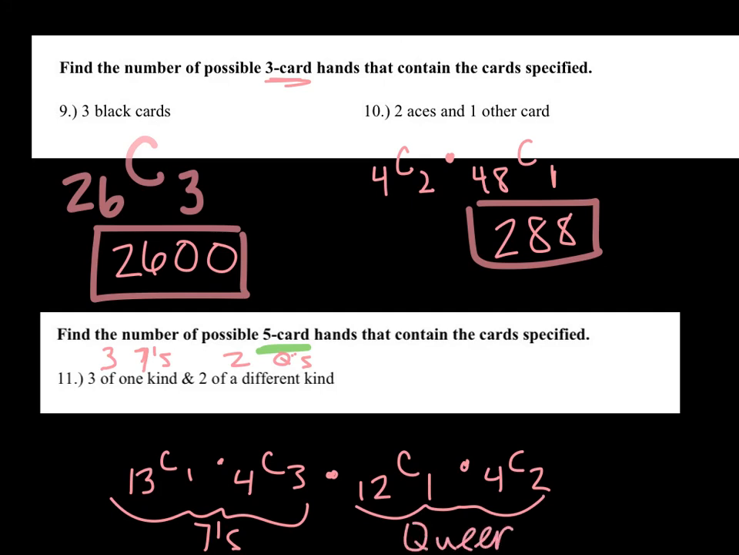And then we just multiply it together and get 3,744 possible hands with 3 of one kind and 2 of a different kind.